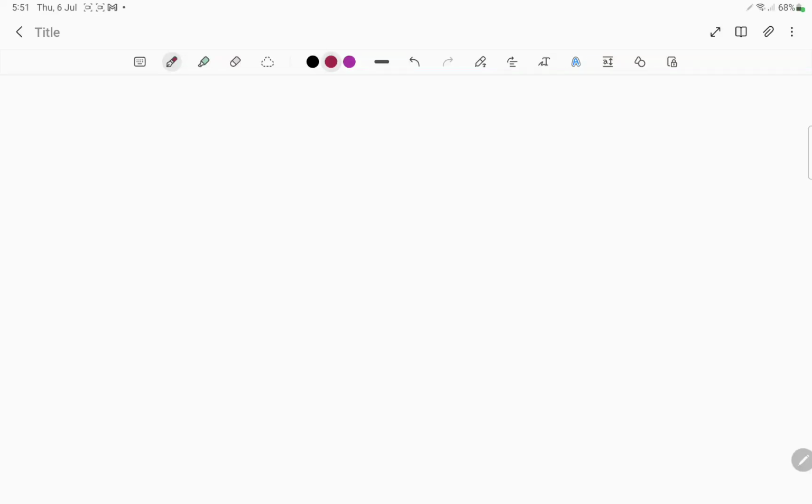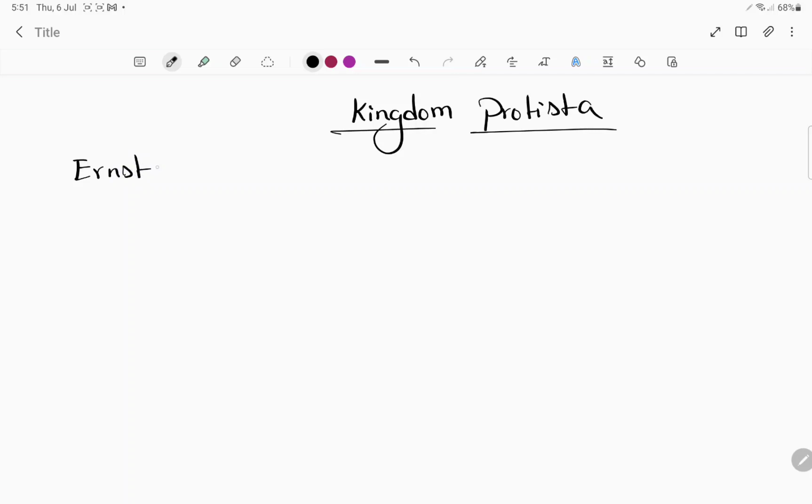So let's talk about kingdom Protista. The scientist we have to remember regarding kingdom Protista is Ernst Haeckel. He is the one who has given, you can remember him in evolution also, because we are remembering him, that's why I am telling here itself. Biogenetic law or recapitulation theory was also given by Ernst Haeckel.